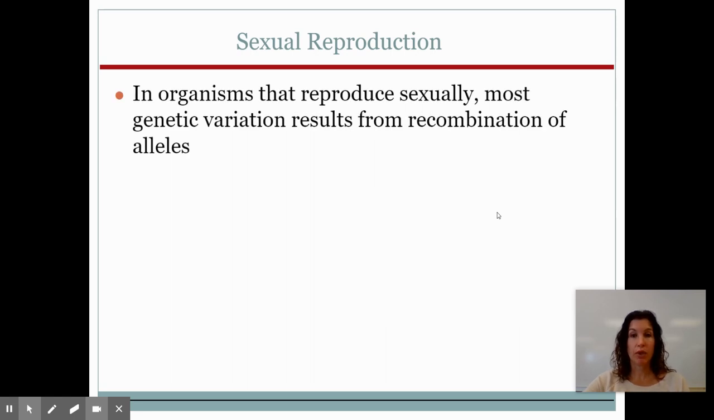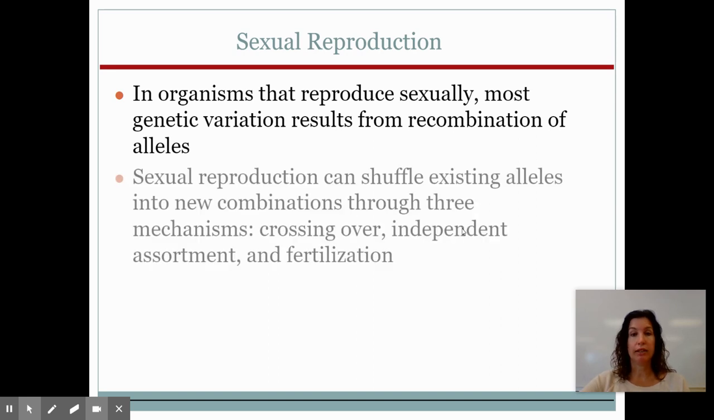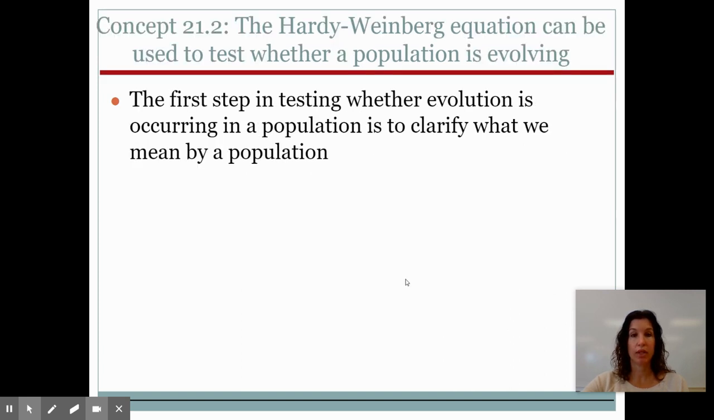In organisms that reproduce sexually, most genetic variation results from the recombination of alleles. If you remember back to meiosis and us talking about genetic variation and recombination, that happened due to independent assortment and crossing over. Fertilization creates genetic diversity as well, or genetic variation.